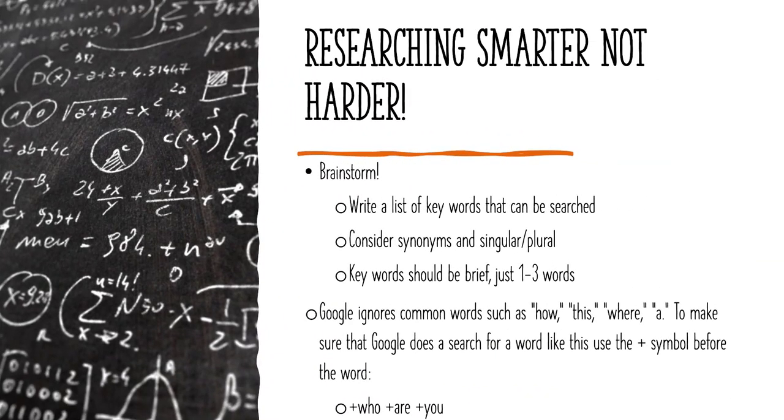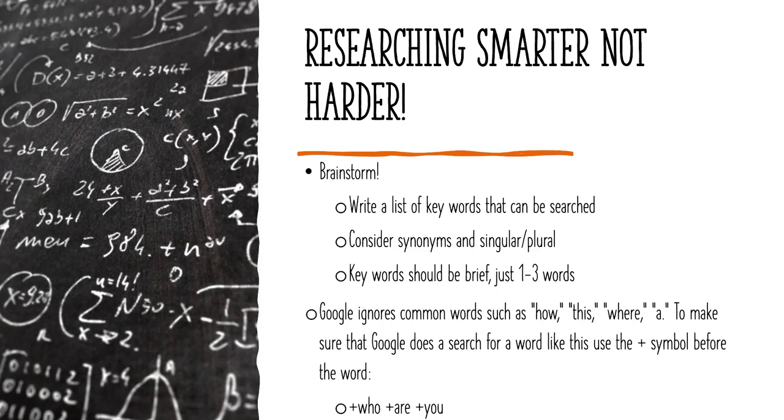Before you start typing into Google, it's important to brainstorm a list of keywords that can guide your research. This step might feel simple, but it can save you a lot of time later by helping you focus your searches. Here's how to brainstorm effectively. First, write down a list of keywords related to your research question. Keep them brief, just 1 to 3 words each.